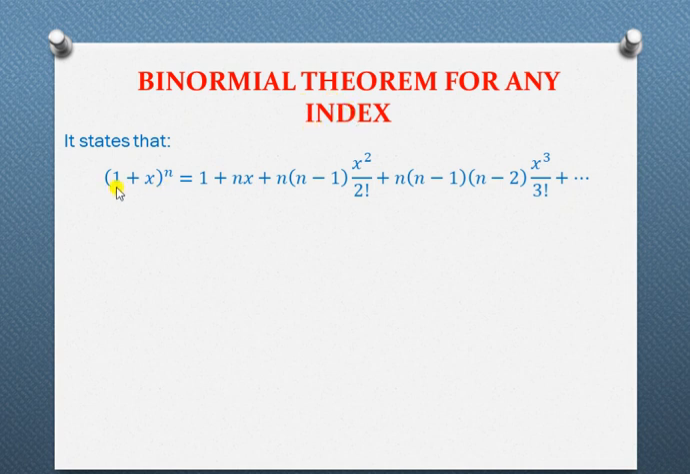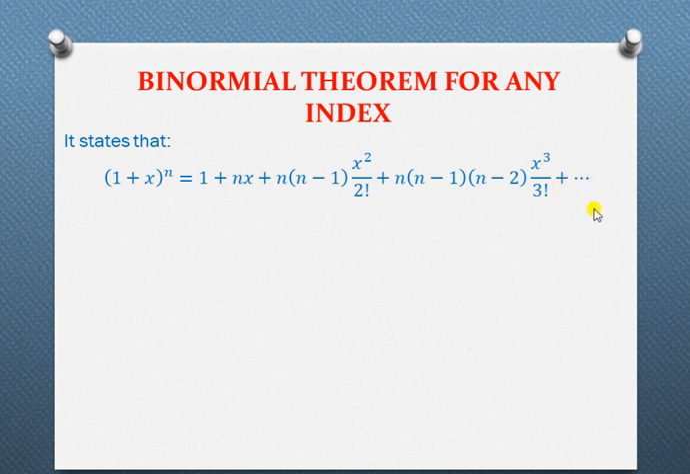Now, you should realize we have (1 + x)^n = 1 + nx + n(n − 1)x² / 2! This symbol you see here is what we call factorial. Plus n(n − 1)(n − 2)x³ / 3!, and so on.